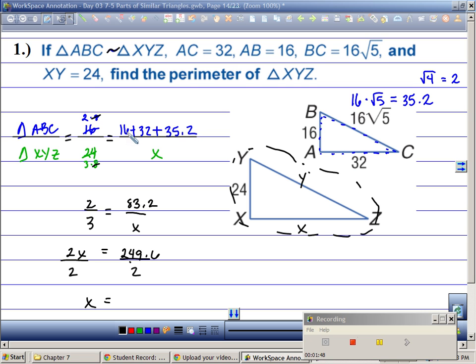5 plus 2 is 7. Divide that by 2, right? Uh-huh. And that equals 1.4. Excellent. So that's our perimeter around this larger triangle. Okay? Questions on that?